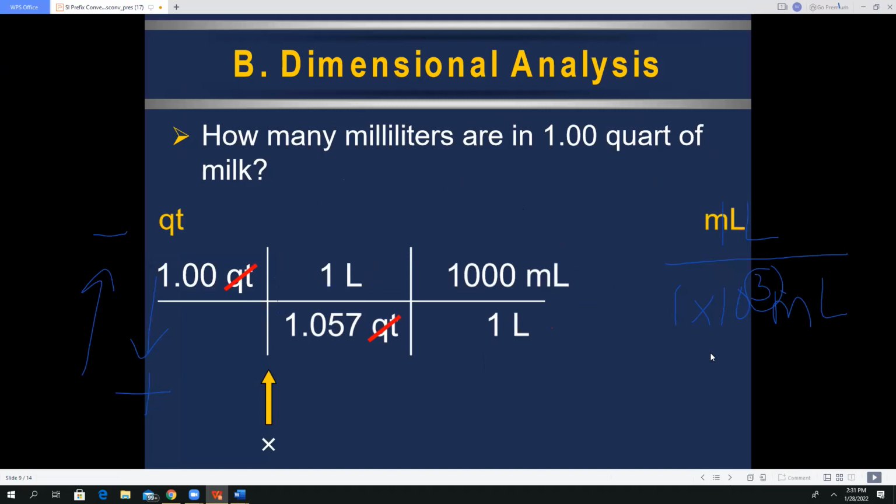And 10 to the third, as you know, is 1,000. And like I said, all you have to do is just flip it around. Take the 1 liter, put it on the bottom, take the 1 times 10 to the third, put it on the top. And if you do the 1 times 10 to the third, it still works. It doesn't have to be 1,000. It can be 1 times 10 to the third, which is exactly the same number. No problems there.